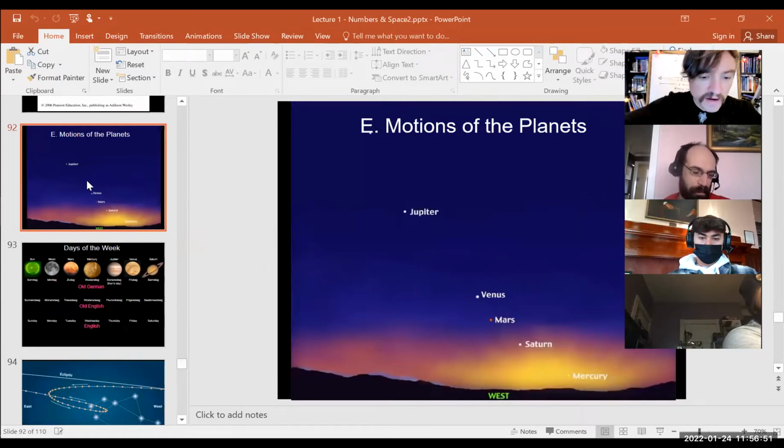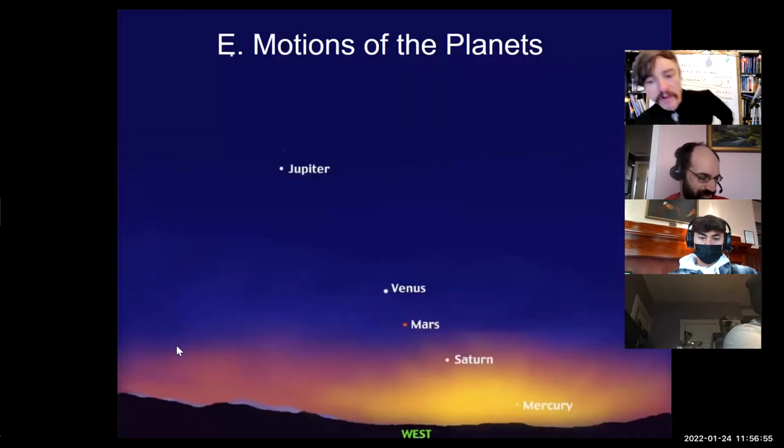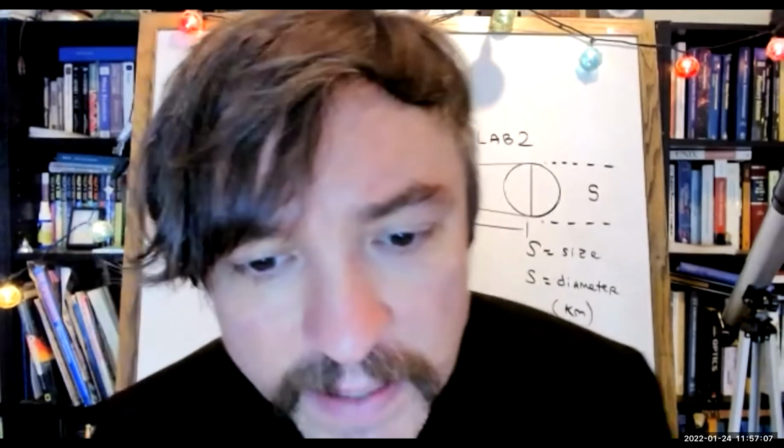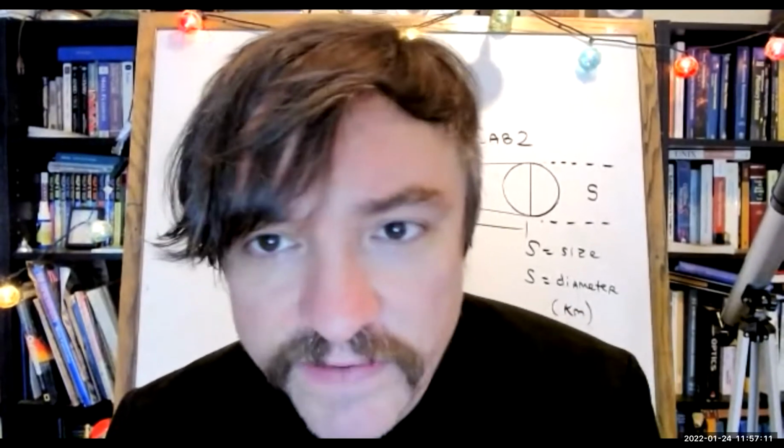And those planets are Mercury, Venus, Mars, Jupiter, and Saturn. Those planets can be seen with the naked eye, and they look much brighter than stars. They look like bright stars to your naked eye, but there are a few subtle differences.